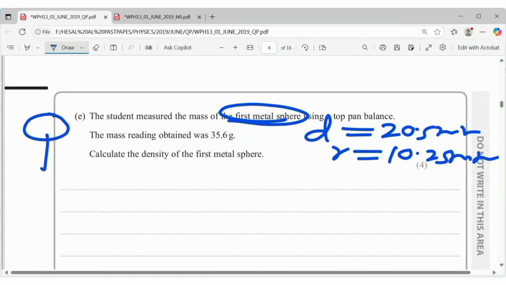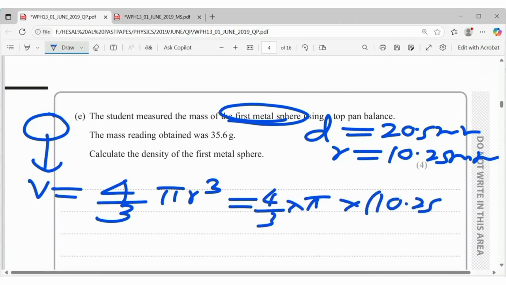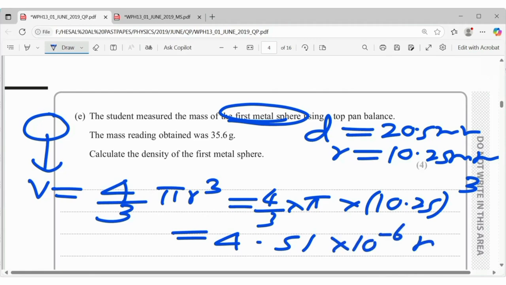What is the volume here? It is given by 4 over 3 π r cubed. We can substitute the values: 4 over 3, π, and 10.25 cubed. The final answer we get is 4.51 times 10 to the power minus 6. The unit comes in cubic meters.